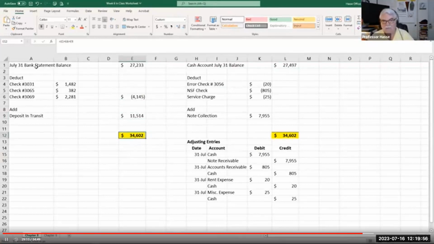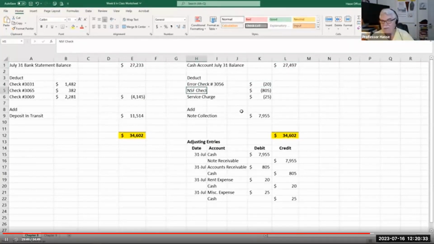Now, what information appeared on the bank statement that has yet to appear on my cash account? I wrote a check number 3056, and I made an error of $20 on that when it cleared the bank. I goofed. I wrote it in the cash account balance $20 less than what it actually was. So I have to subtract $20 from my cash balance for that error.